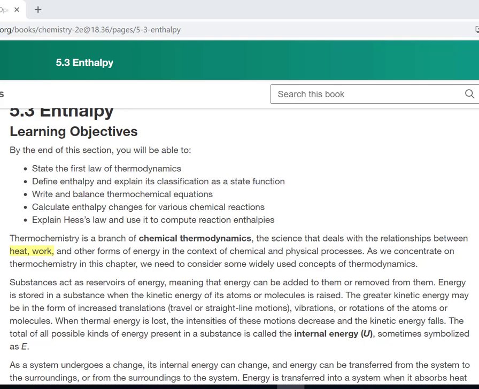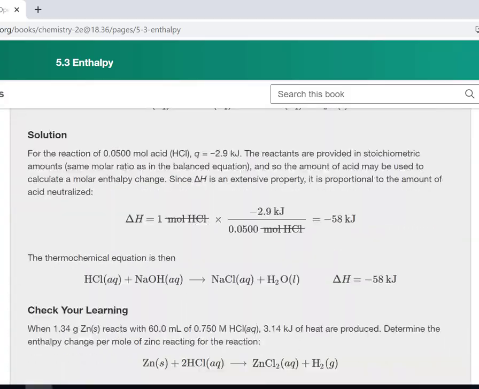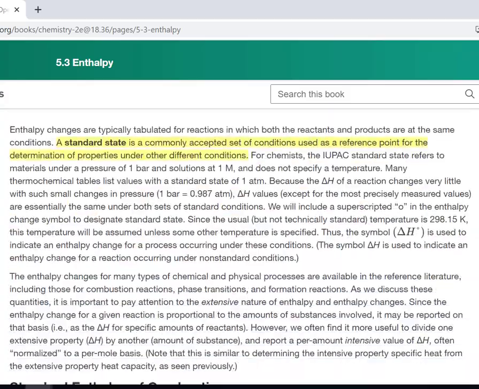Hello everyone. I want to go ahead and continue with section 5.3. Here we will be looking at, we already looked a little bit at, calculating enthalpy changes for various chemical reactions. That will continue to be important in this video. And then the final learning objective: explain Hess's law and use it to compute reaction enthalpies.